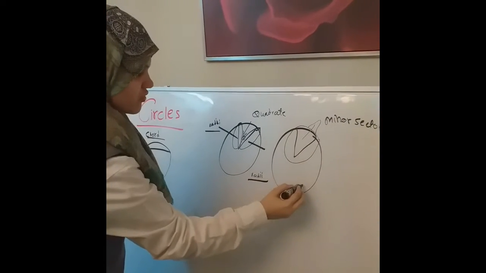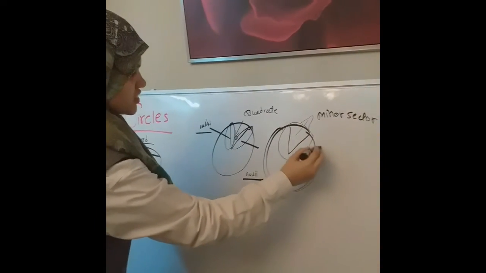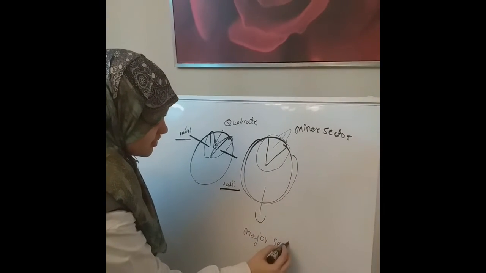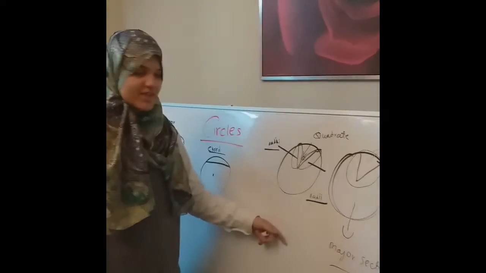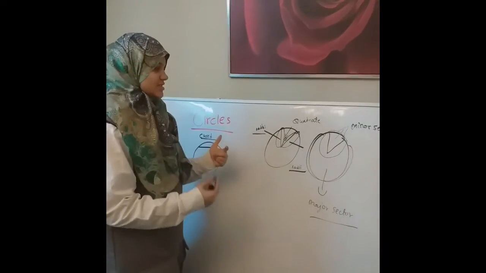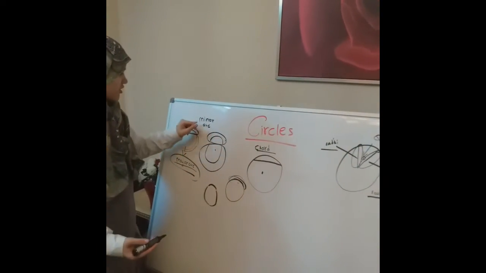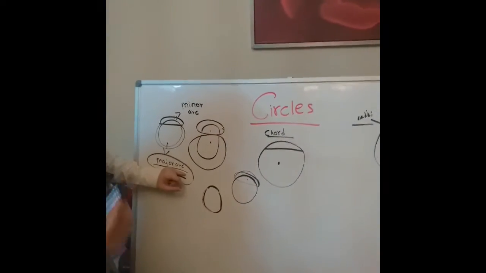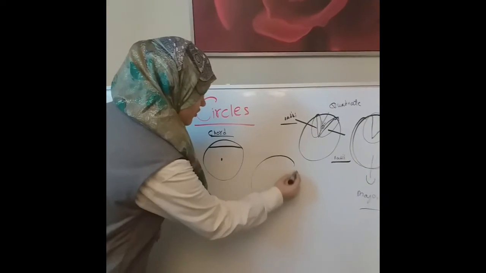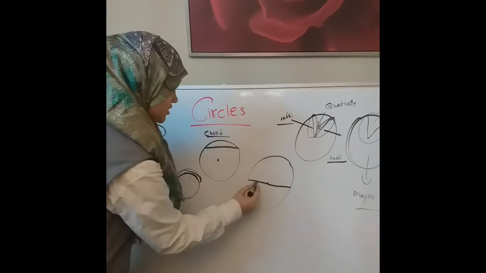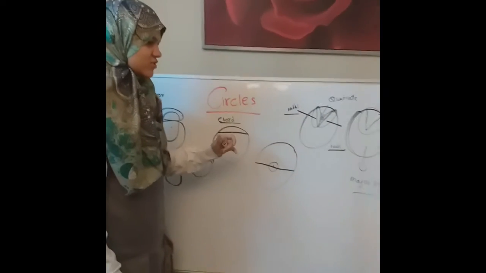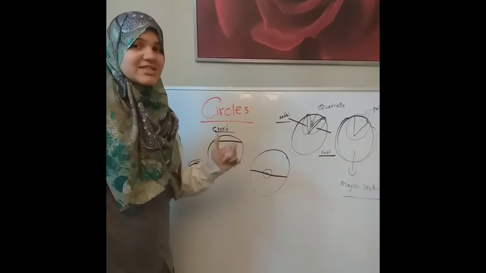And the name for all of this is a major sector. Okay? This is some information about circles: to know the chord, the minor arc and major arc, and to know also the radius, and the diameter that I told you before, which is here, and it's the center of this.